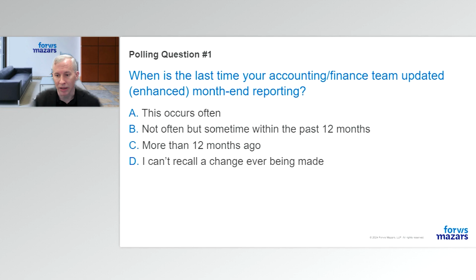And maybe another question to ask, I don't know if we can solicit answers in the Q&A, but when you do update month-end reporting, what's driving that? Like, what are the factors that make you go out there and say, hey, we need to change things up a little bit? Is it new business lines? Is it budget or fiscal year focus?